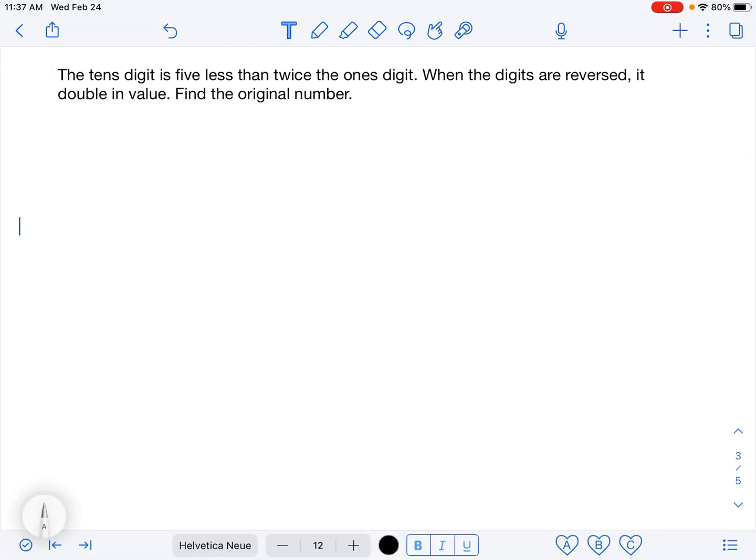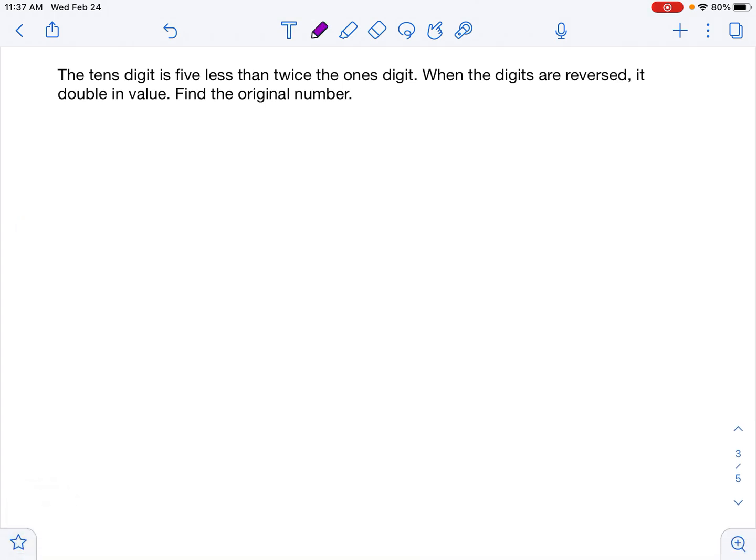So one type of problem that we can practice with, and I will model those 5 parts, is this problem. This is called a digit problem. The tens digit is 5 less than twice the ones digit. When the digits are reversed, it doubles in value. Find the original number.